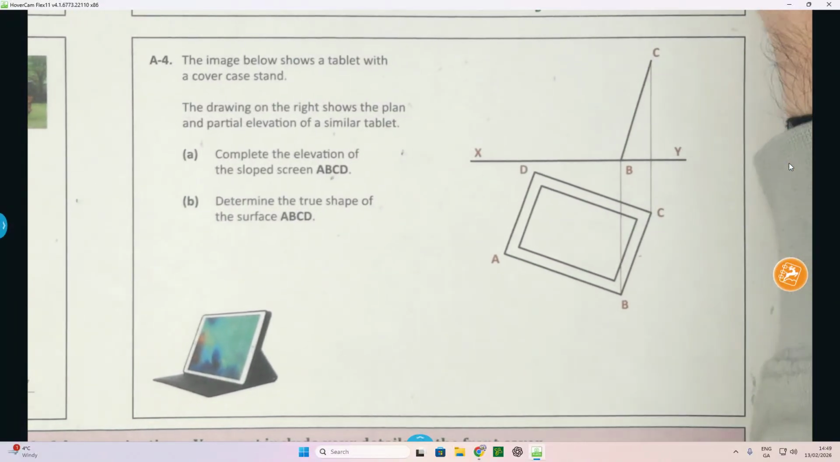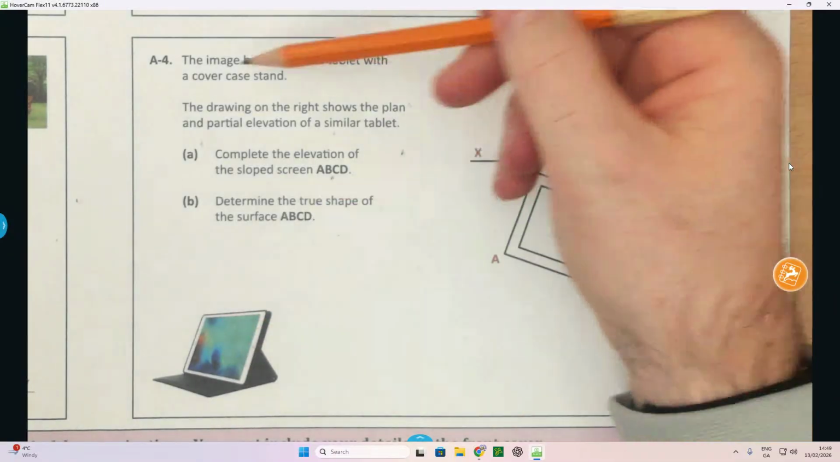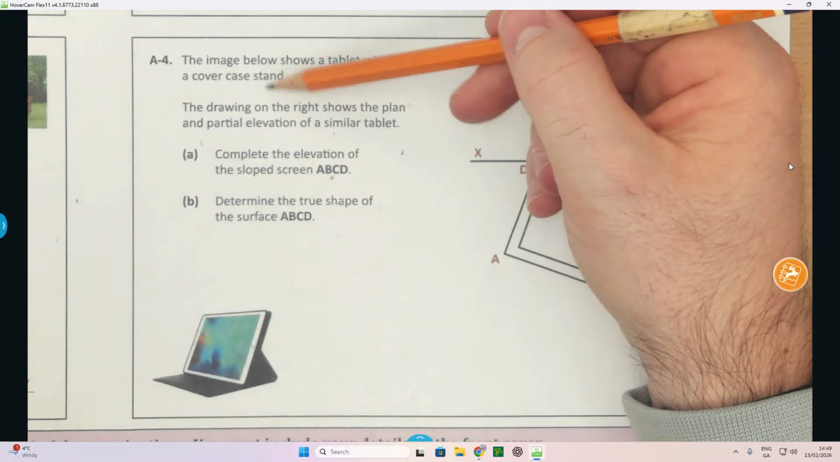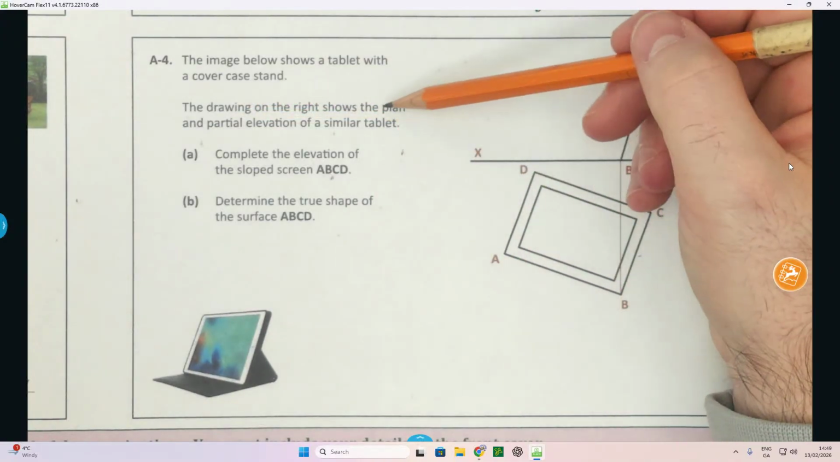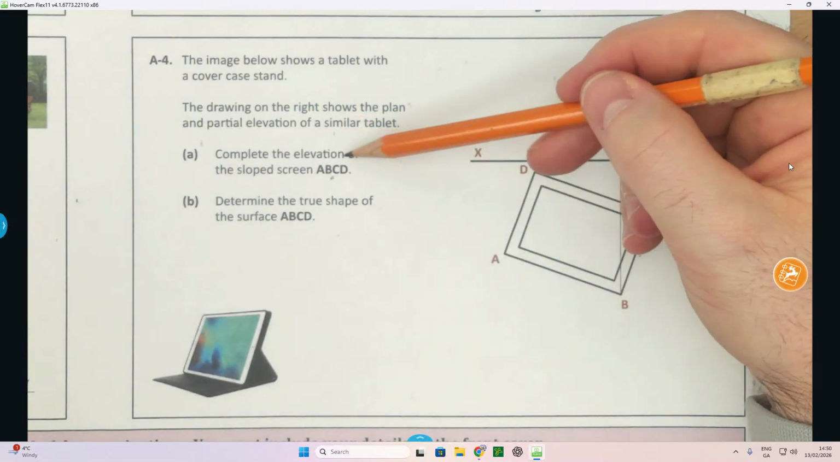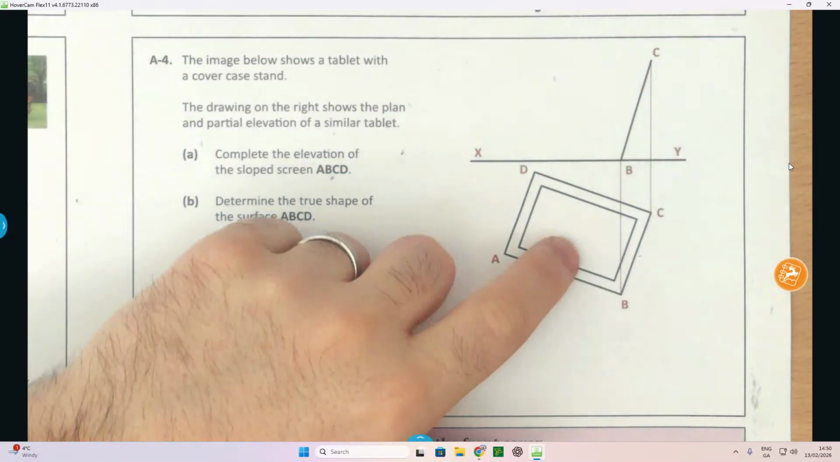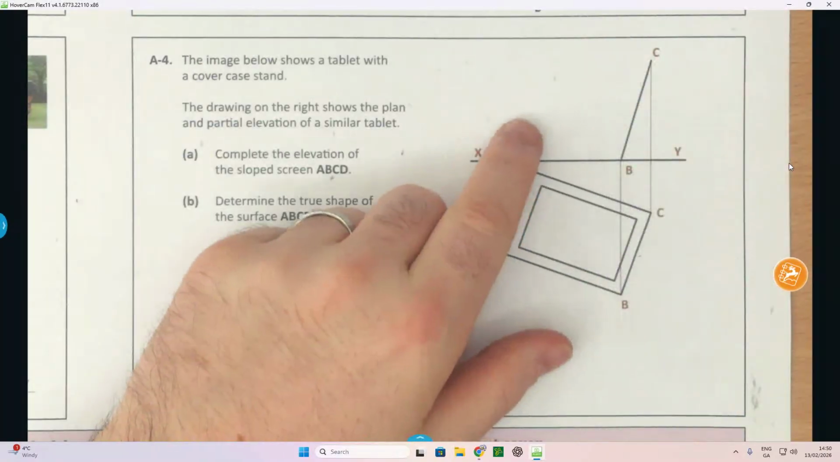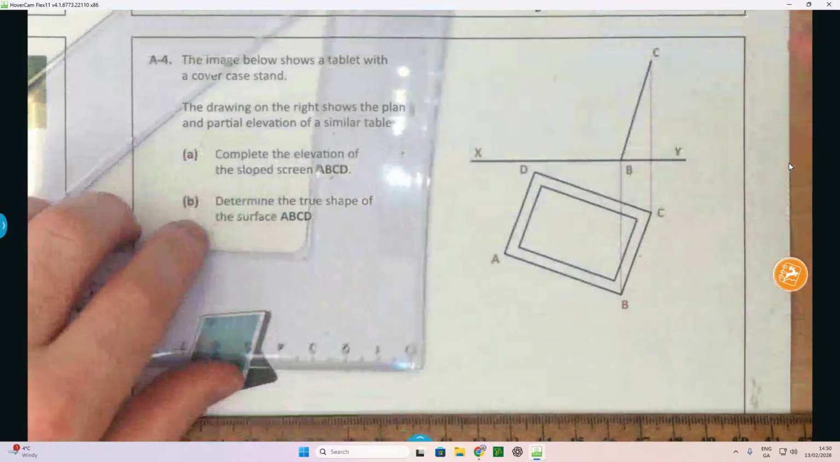Okay, so in this question here, A4, the image below shows a tablet. We can see the little tablet here with a cover case stand. So we got the little stand at the back of it. It tells us then the drawing on the right shows the plan and partial elevation of a similar tablet. Complete the elevation of the slope surface or the slope screen ABCD. Okay, so they basically want us to complete the elevation up here. And this has a bit of a principle to do with the oblique plane.